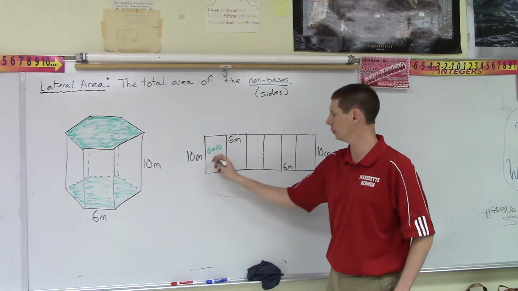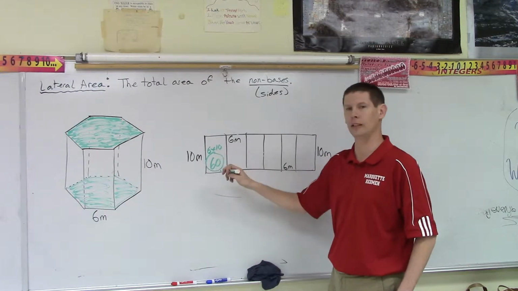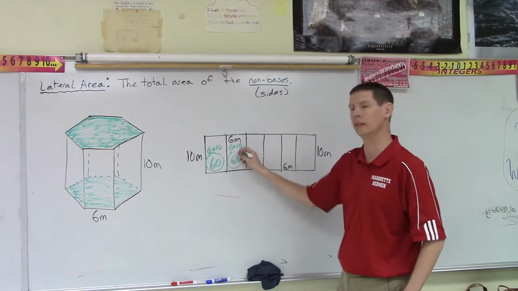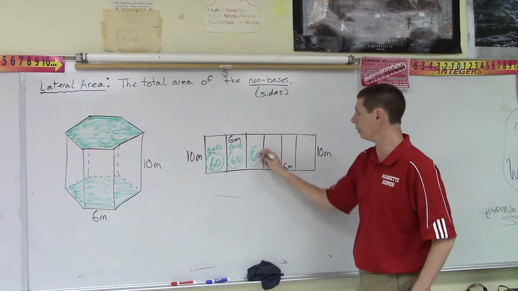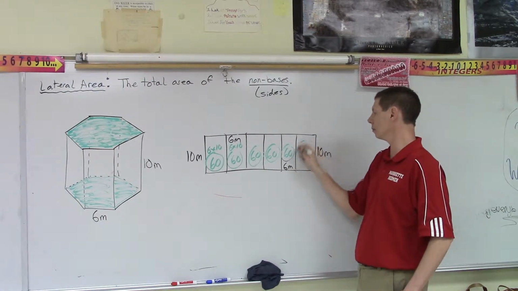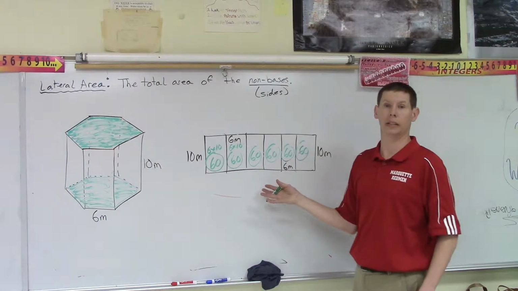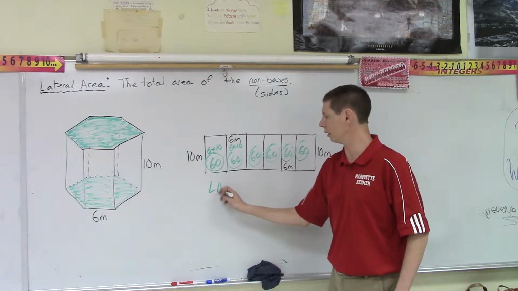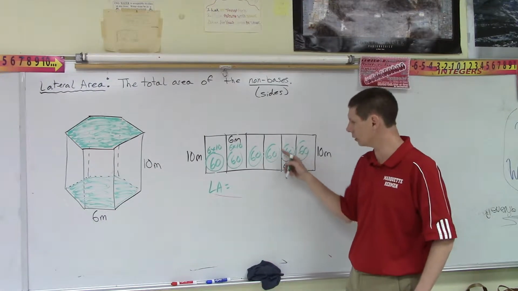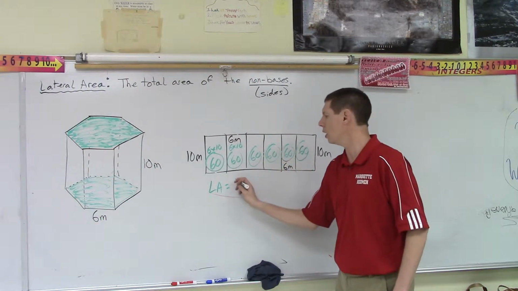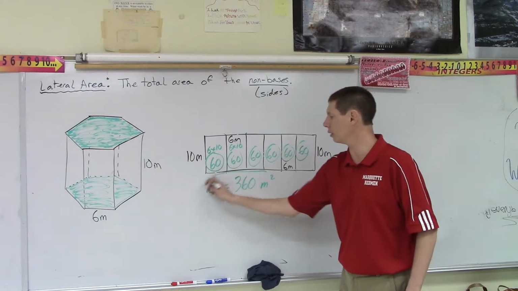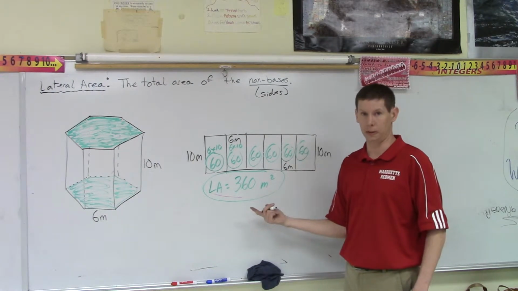6 times 10, 60, 6 times 10, 60, and continue that pattern. Once we get those individual numbers, you have your lateral area. Because all you need to do, lateral area, is 60 times 6, or 60 plus 60 plus 60 plus 60 plus 60 plus 60. So for this particular shape, our lateral area would be 360 square meters.